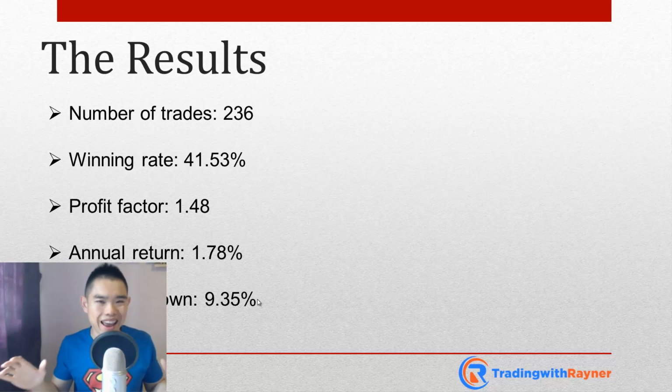Wait a minute. Annual return is 1.78% only. I don't even think this beats the market. If you buy and hold the S&P 500, you're getting like 9-10% a year historically on average. Maximum drawdown is probably about 55%. So this strategy doesn't even beat the markets. So what's going on here? Hey Rayner, you said trend following works. You said trade a variety of markets. Are you trying to smoke me? Are you bonkers, or why are you wasting my time?